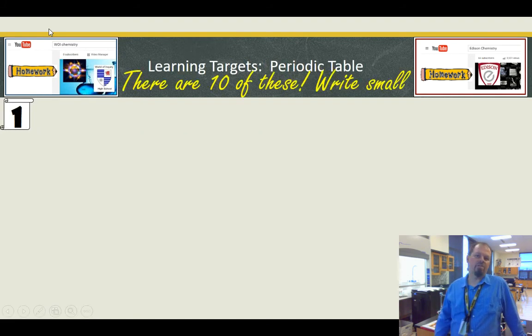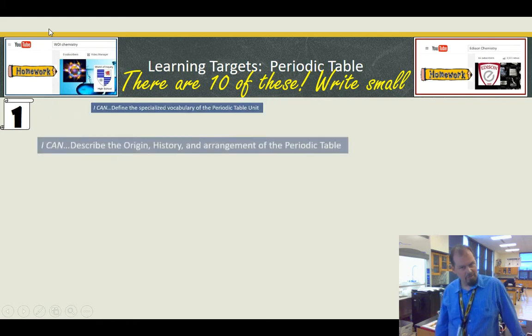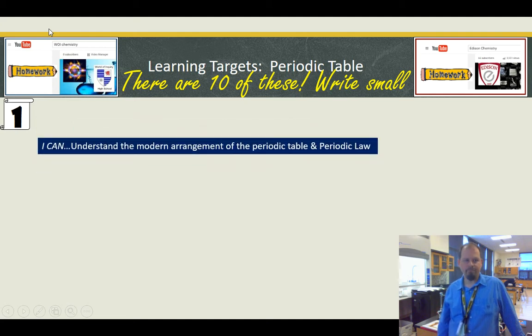So, to start, there's like 10 of these, so give yourself room to write them. You do have the whole rest of the page, right? So when we are done, you will be able to say, I can define the specialized vocabulary of the periodic table unit. Describe the origin, history, and arrangement of the periodic table. Who are the two dudes and how did they arrange their periodic table? There's differences. You need to know them.